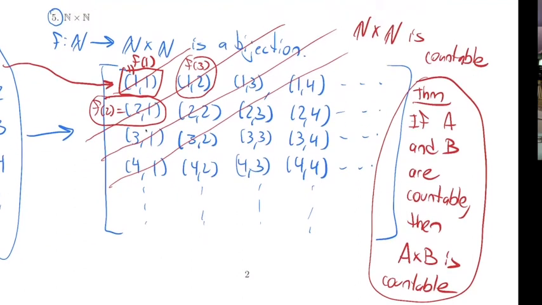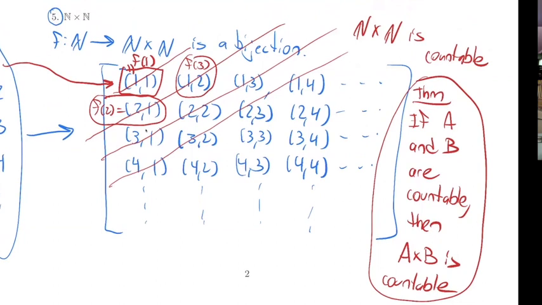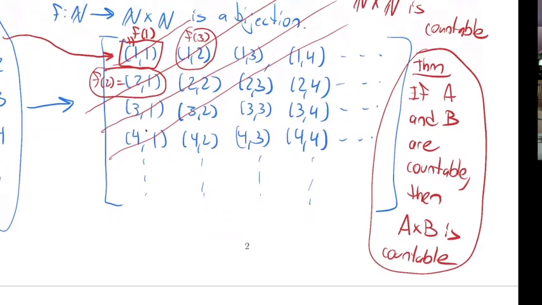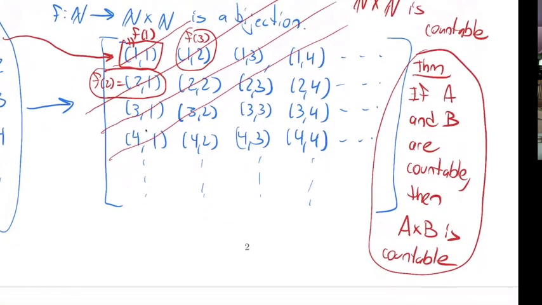Okay, any questions? Did you say that there was a proof for that, or that it was a theorem? For this guy over here? Yeah, for the Cartesian product of two countable sets. Yeah, there's a proof for it. We can take a look at this next time.